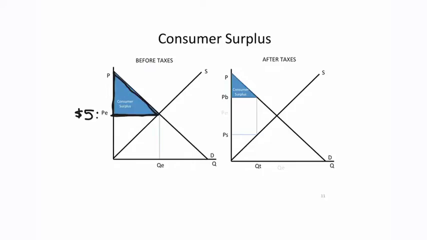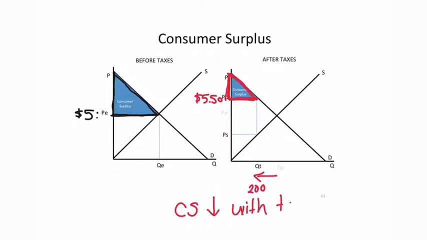Now, once the tax is imposed, the price for the buyers rises to $5.50, and the quantity falls to 200. So therefore, what we see is that now the new price for the buyer is $5.50, and here's our demand curve. So you can see, comparing these two triangles together, that the consumer surplus decreases with the tax. Consumer surplus after the tax is lower than consumer surplus before the tax.